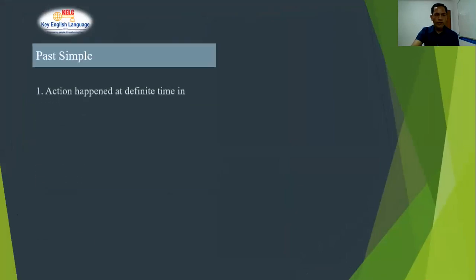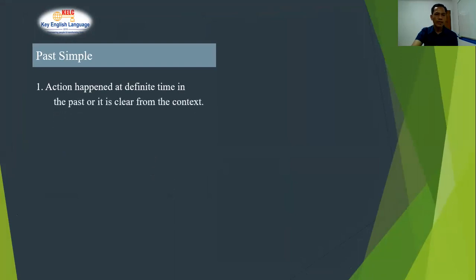So one of the confusions comes here, especially between the past simple and the present perfect, because somehow the present perfect is, you can say, also the past, but the use is different. We use the past simple like this: the past simple action happened at a definite time in the past. Usually we know the time, what time it happened.